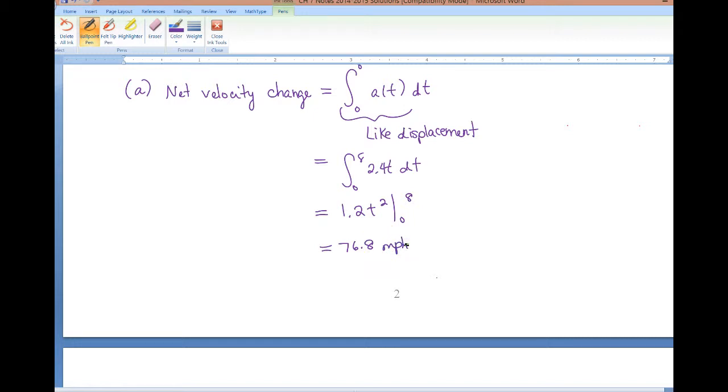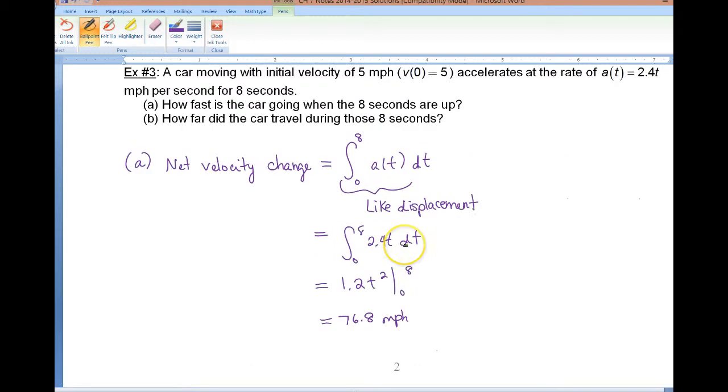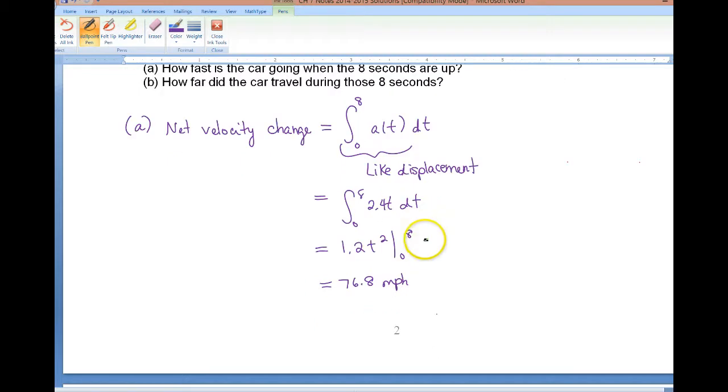Because remember how the acceleration was described? It was miles per hour per second. So when we integrate using seconds, it eliminates the seconds. Add 5 though? Right, so we're not done with this problem. This is only the change in velocity over the 8 seconds. So we want to add in the initial.